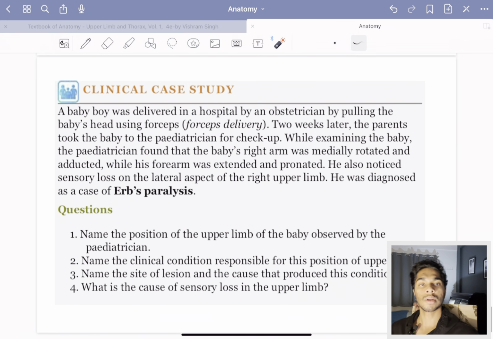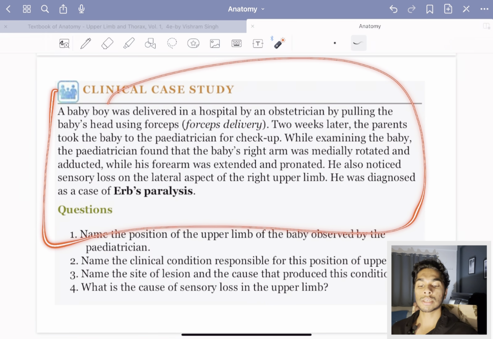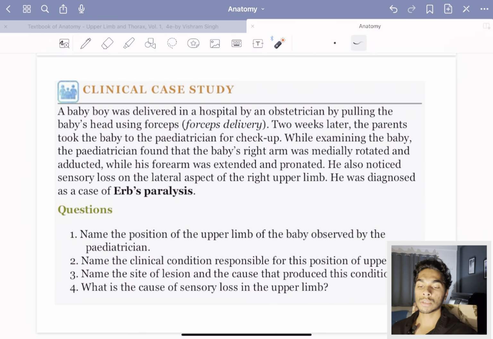So that's it on Erb's and Klumpke's paralysis. This is your clinical case study. The question is given here. Try answering the questions and please answer in the comments. And that's all done with the topic.